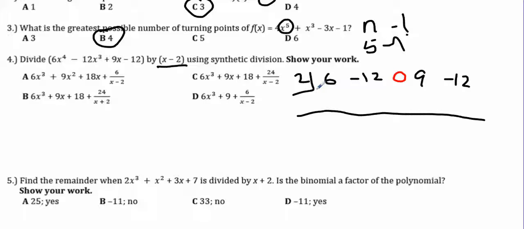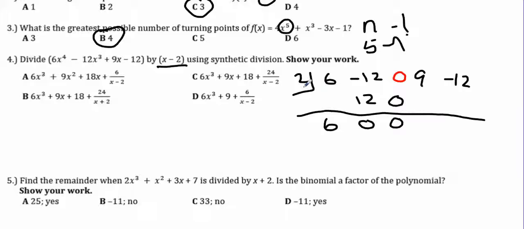Perfect. Okay, synthetic division. We bring down this first value. Then we're going to multiply. 2 times 6 is 12. Then we add. -12 plus 12 is 0. Then we multiply. 2 times 0 is 0. Then we add. 0 plus 0 is 0.